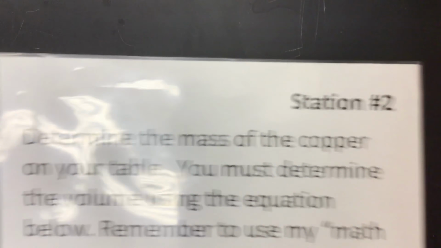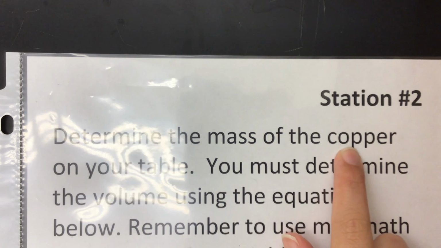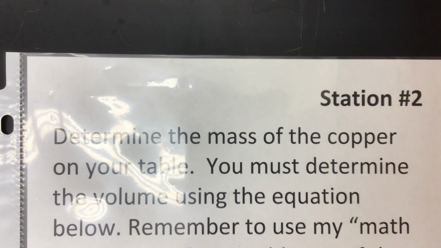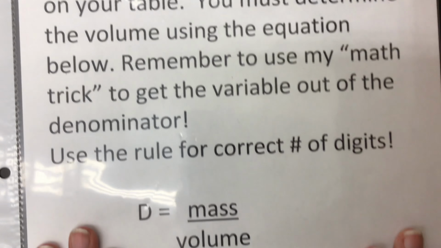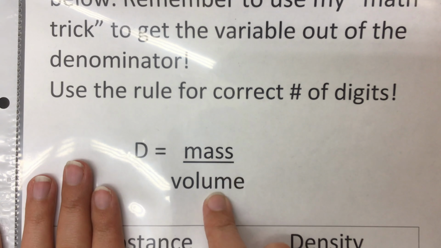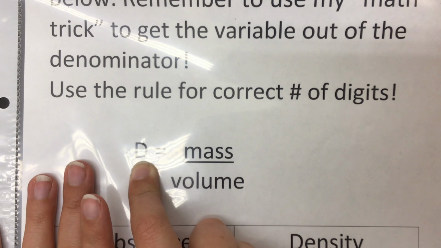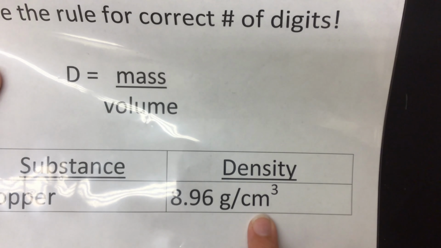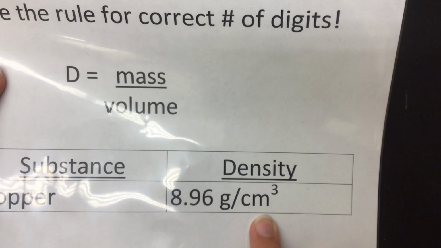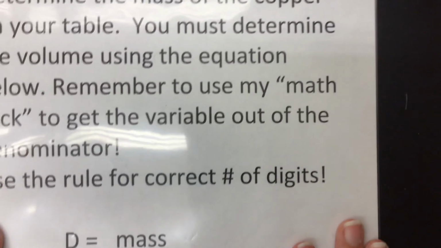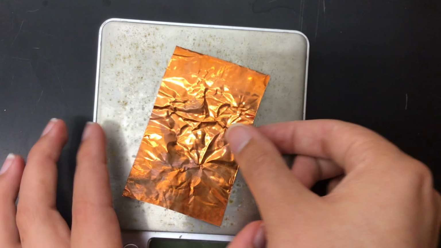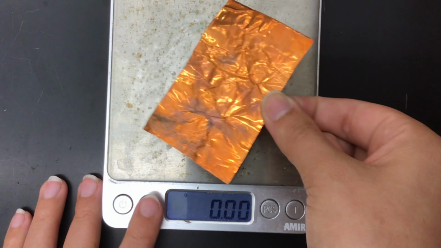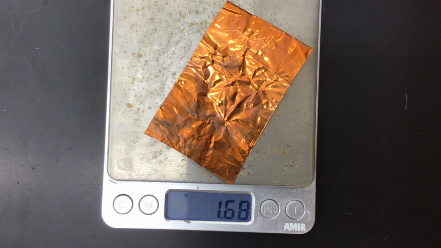We are now on station 2. This asks us to determine the mass of copper on your table. You must determine the volume using the equation below. Remember the math trick that I went over in class, and use the rule for correct digits. So you are going to solve for the volume, we'll find the mass, and then I give you the density. Here our substance is copper, and our density would be 8.96 grams per centimeter cubed. Here is our copper sample. Here is the mass of our copper sample.